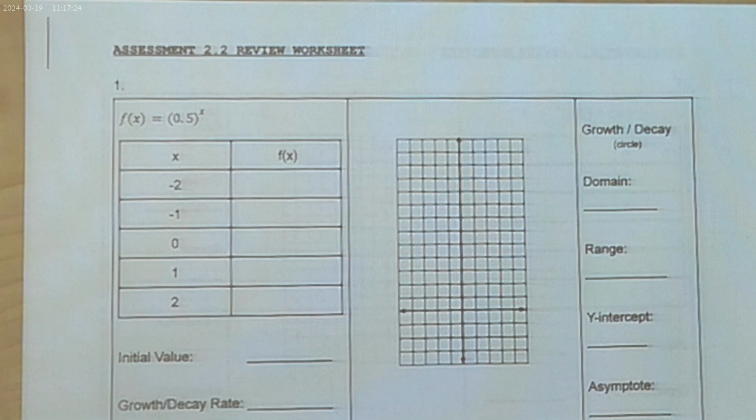Alrighty, so this is the second part of the Assessment 2.2 worksheet. The first part was the growth and decay, and then the evaluate the exponential function.